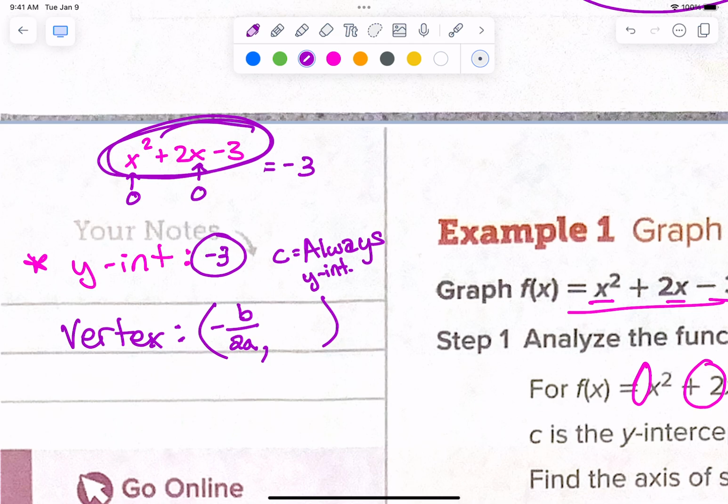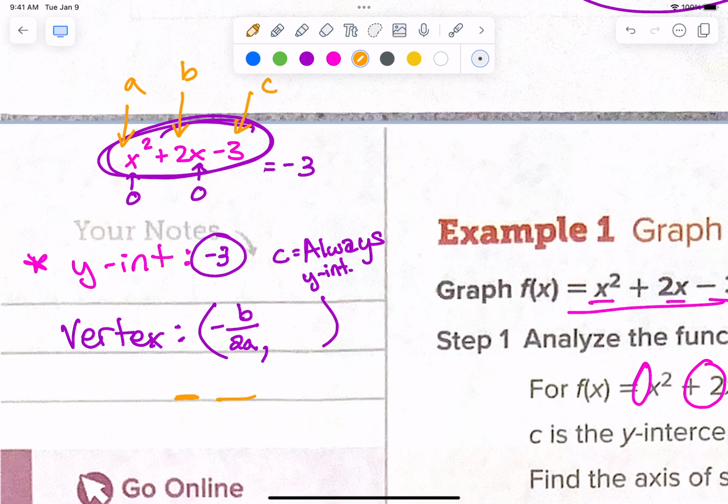You got to listen. All right, if this is the case, I want negative, what's my b value? From this function right here, what's b? This is b. This is a. This is c.